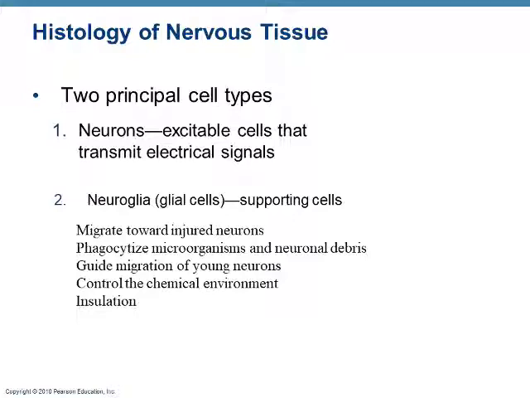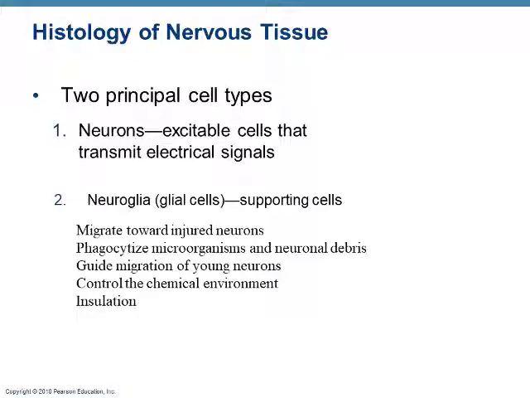Control the chemical environment. You know that neurochemicals are present in the brain, and sometimes depletion of a neurochemical can occur. In that case, the neuroglial cells will produce the neurochemicals to bring the level up. So regulating the neurochemicals is another important function of neuroglial cells. Insulation, another very important function.